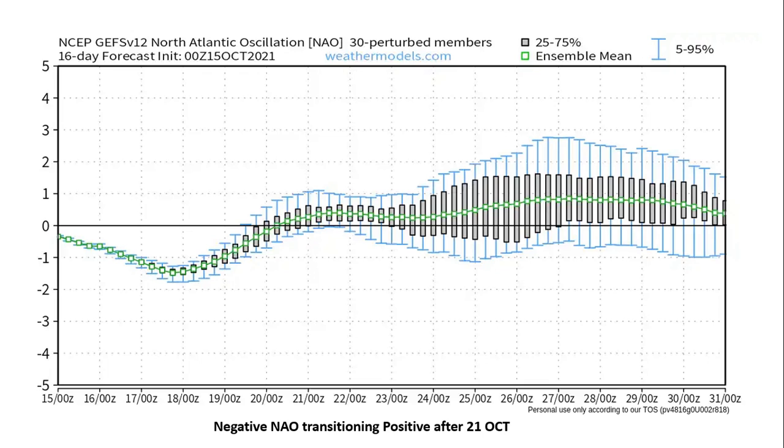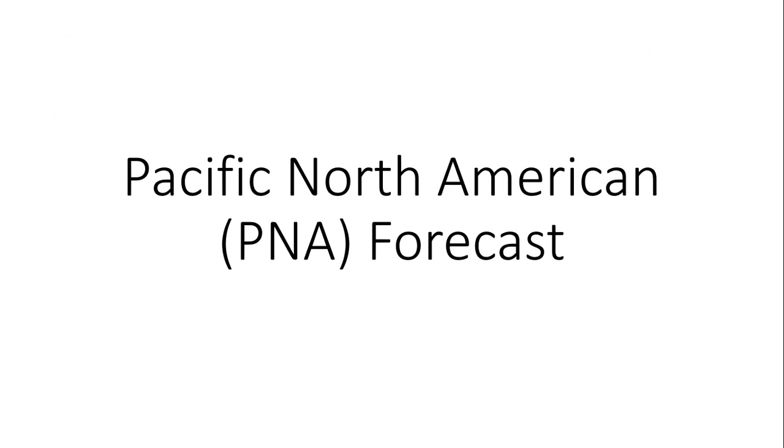And then the NCEP GEFS V12, 30 perturbed members, showing the ensemble mean, the green line, generally showing a negative NAO, becoming neutral around the 20th, and then transitioning positive after the 21st of October. Now on to the Pacific North American forecast.